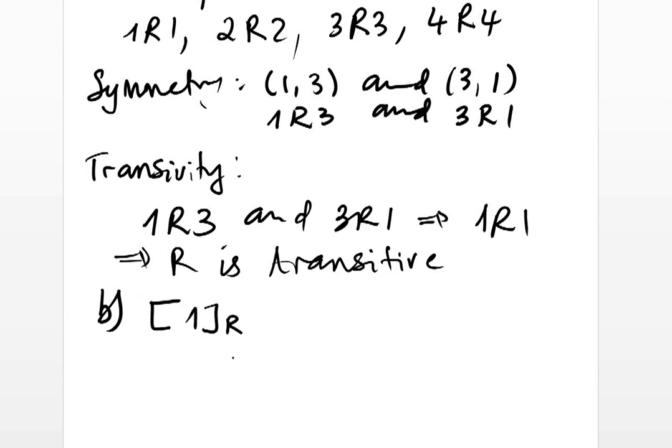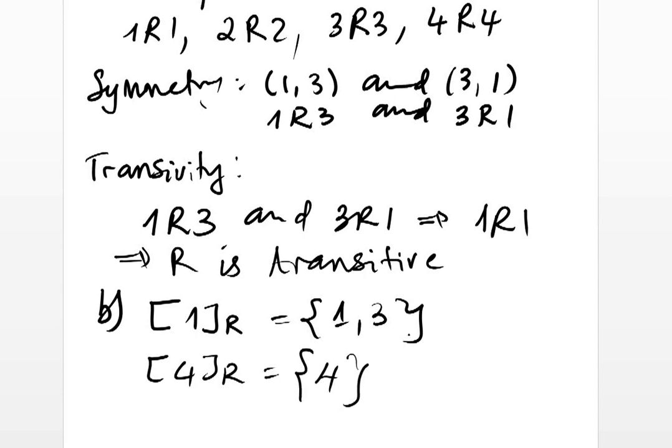Now when you talk about the equivalence classes of 1, it means those which are related to 1 in that set. The equivalence class will be 1 and 3, because we have (1, 1) and (1, 3). And the equivalence class of 4 will be 4, since we have (4, 4), which belongs to R. So those are the equivalence classes, those sets which are related to 1 with respect to that relation.